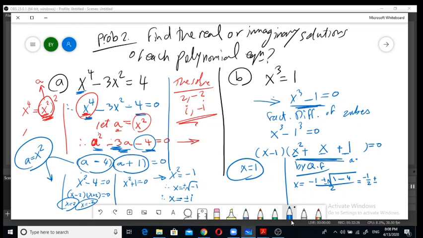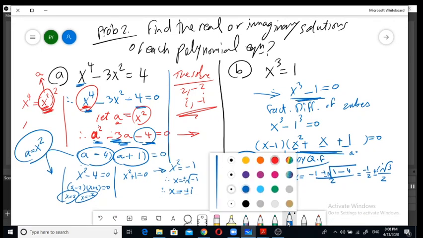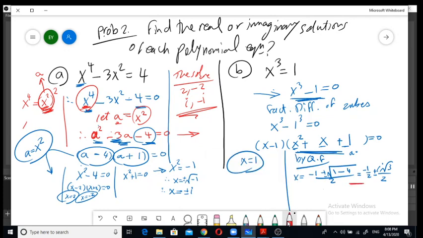We can replace the square root of negative 3 by i square root of 3, don't forget, over 2. Then we have two solutions here: negative 1 over 2 plus i over 2 square root of 3, and minus i square root of 3 over 2. The solutions are negative half plus i square root of 3 over 2 and negative half minus i square root of 3 over 2. And this is the final answer.